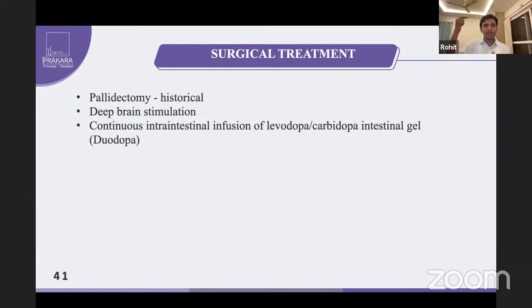Basically, they place electrodes in the brain which are constantly stimulated at frequencies that can be changed, and the commonly stimulated structures are the globus pallidus, substantia nigra, or subthalamic nucleus. So there are electrodes placed, and then there is a transducer where the settings can be changed depending on the patient's symptoms. The patients themselves can change the settings depending on the response. Or rarely, they can have a continuous intraintestinal infusion of levodopa and carbidopa. This is called Duodopa.